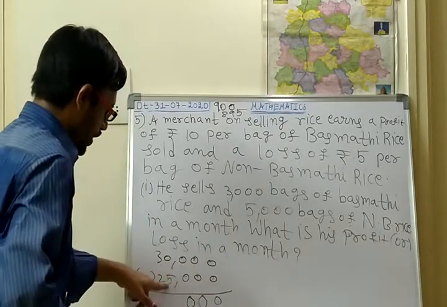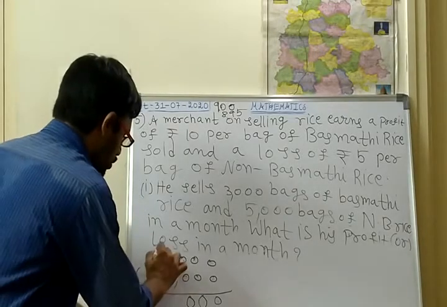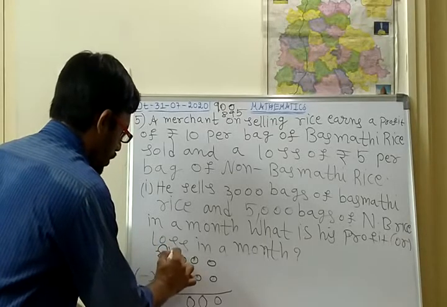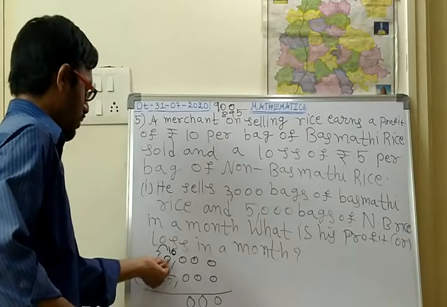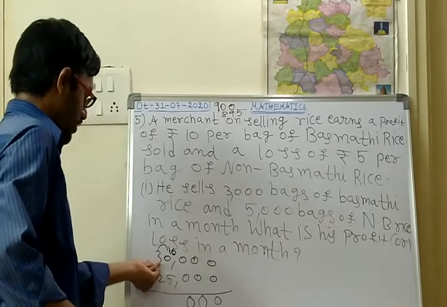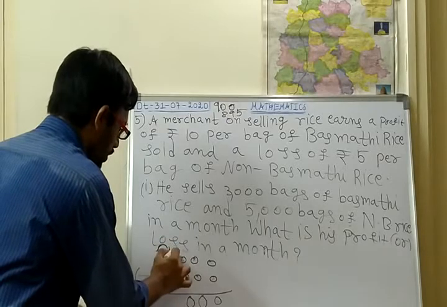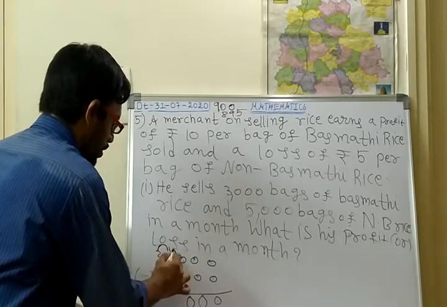Next 0 minus 5. We can't remove 5 from 0. So here what should you do? You should take a borrow of 10 from the next number. By taking the borrow, you add it to this 0. So 10 plus 0 is 10. Now 10 minus 5 is 5.